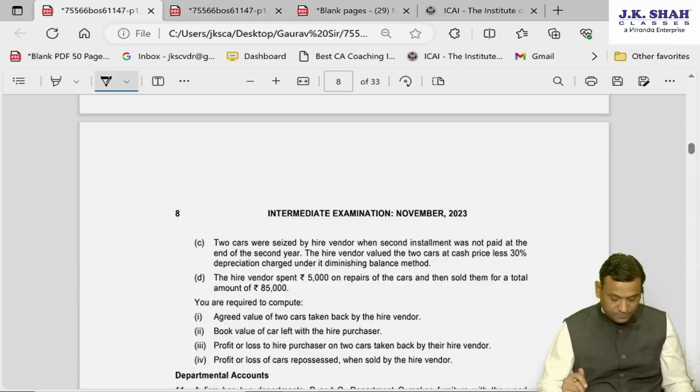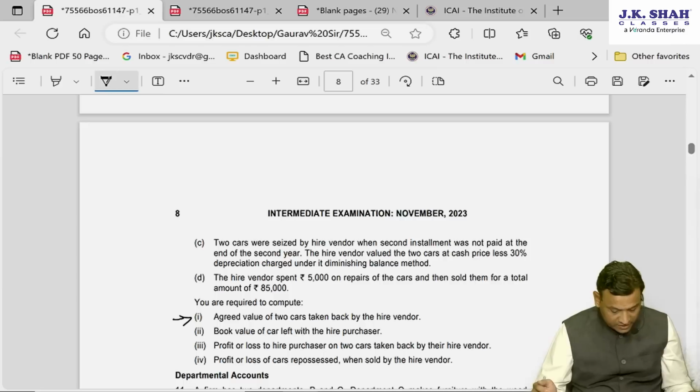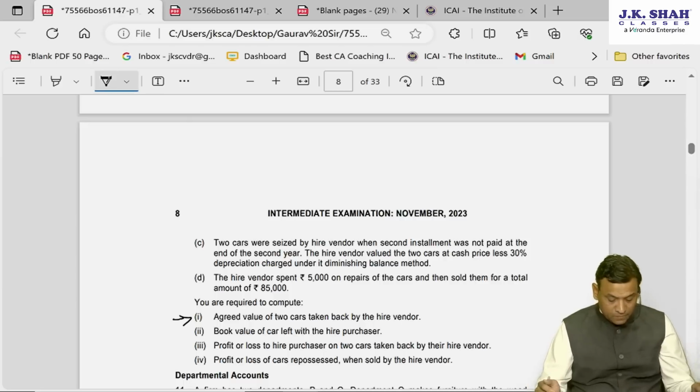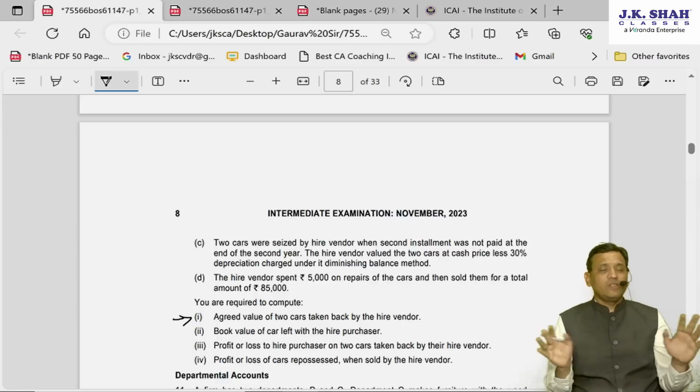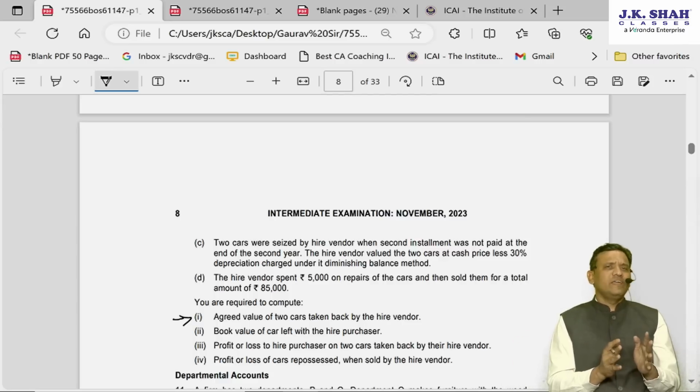You are required to compute the agreed value of the 2 cars taken by the hire vendor, the book value of the car left with the hire purchaser, the profit and loss to the hire purchaser on the 2 cars taken back by the hire vendor, and the profit and loss on the cars repossessed when sold by the hire vendor. So they are going on with accounting in the books of the purchaser as well as the vendor.